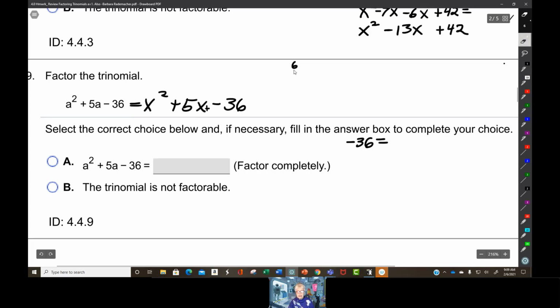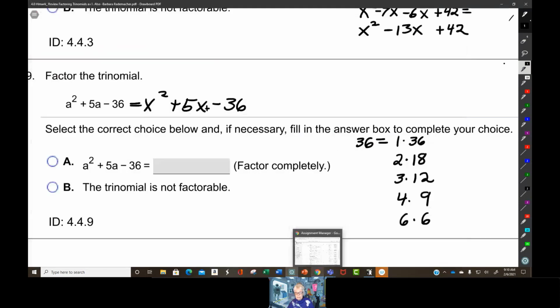into factor pairs. So here's how I do it. I pretend for just a minute that this is positive 36. And I just write down the positive factors. 1 times 36, 2 times 18, 3 times 12, 4 times 9, 6 times 6.